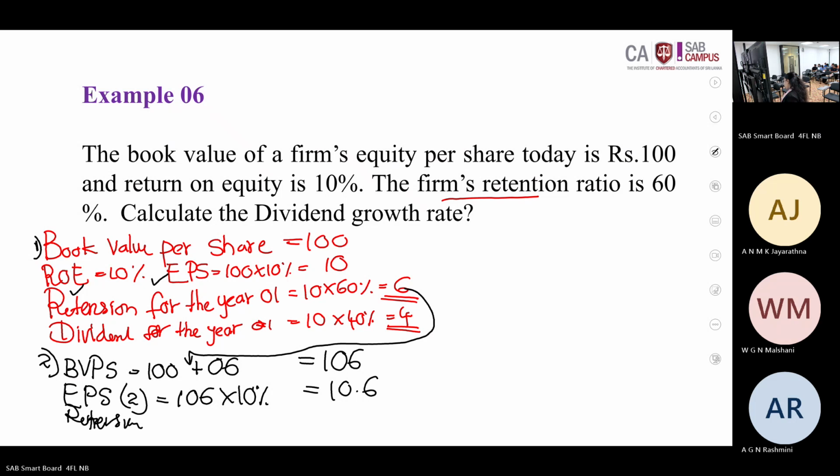And then calculate the retention now. We have earned 10.6. Out of that we are going to retain 60%. So the value is 6.36. Dividend for the second year, D: 10.6 multiplied by 40%. How much is it? 4.24.